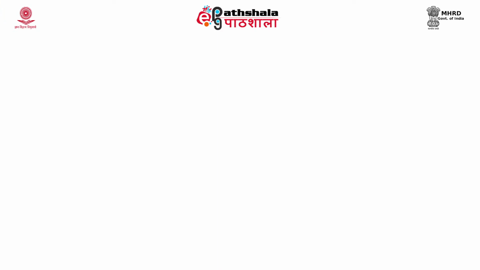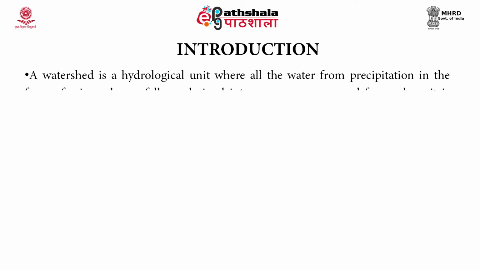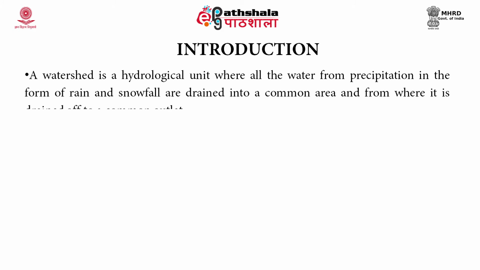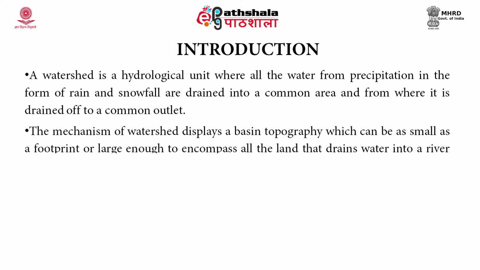Okay students, what is a watershed? We will shortly talk about the introduction part. A watershed is a hydrological unit where all the waters from precipitation in the form of rain and snowfall are drained into a common area, and from there it is drained off to a common outlet. A watershed displays a basin topography which can be as small as a footprint or large enough to encompass all the land that drains water into a river and finally enters the sea and ocean.